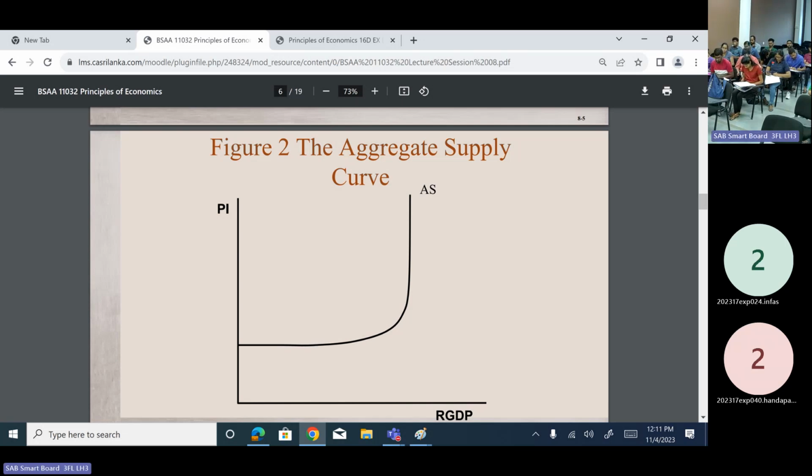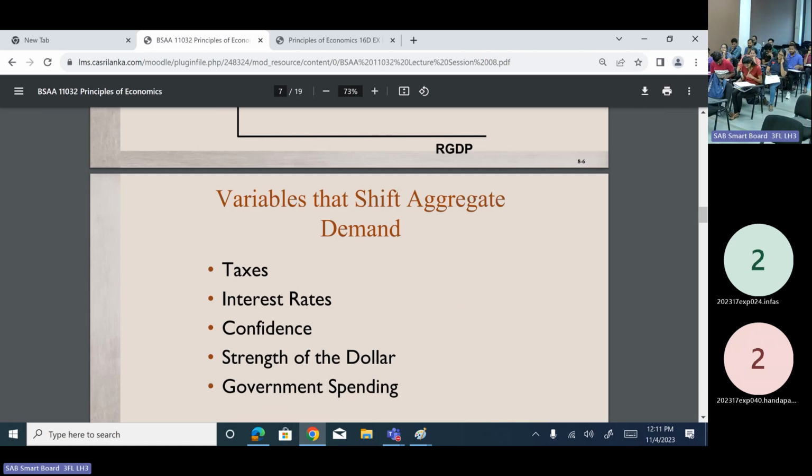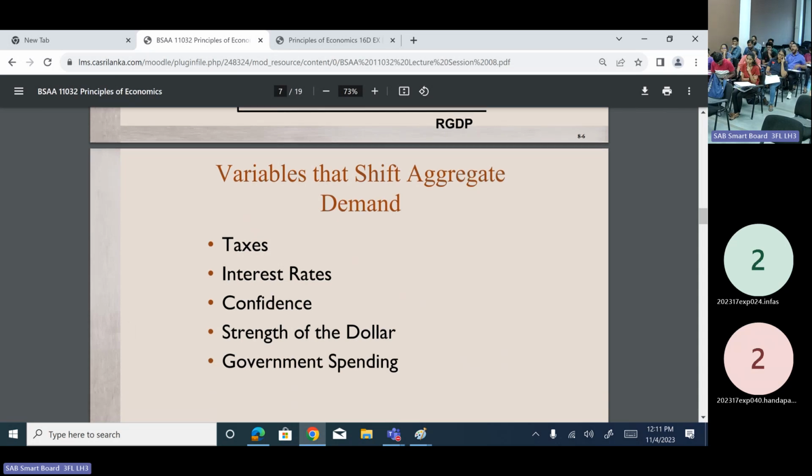Again, look at the two axes. Same as aggregate demand, price level and the real gross domestic product are the two axes. Now we should identify what determines them. We know the determinants of demand for a product: price of other goods, price of related goods. We know the determinants of demand and determinants of supply. Revise those. What are the determinants of aggregate demand?